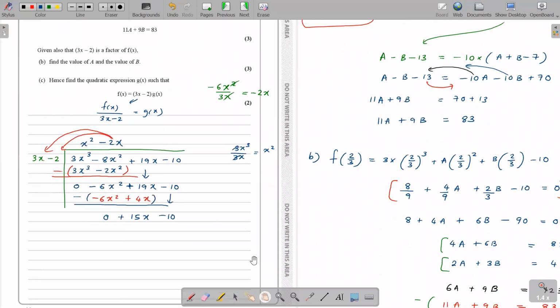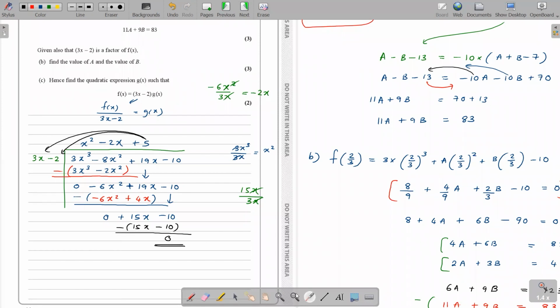Then 15x, what do we do now? Again, the 15x we will divide with what? 15x we will again divide with the 3x. This is how we do the long division. X and x cancel. 15 divided by 3 is plus 5. So now it's again time to multiply. So how do we multiply? Plus 5 times 3x is 15x. Plus 5 into minus 2 is minus 10. So when we subtract, we get 0. Do you see, 15 minus 15, 0, minus 10 minus minus 10 is plus 10.